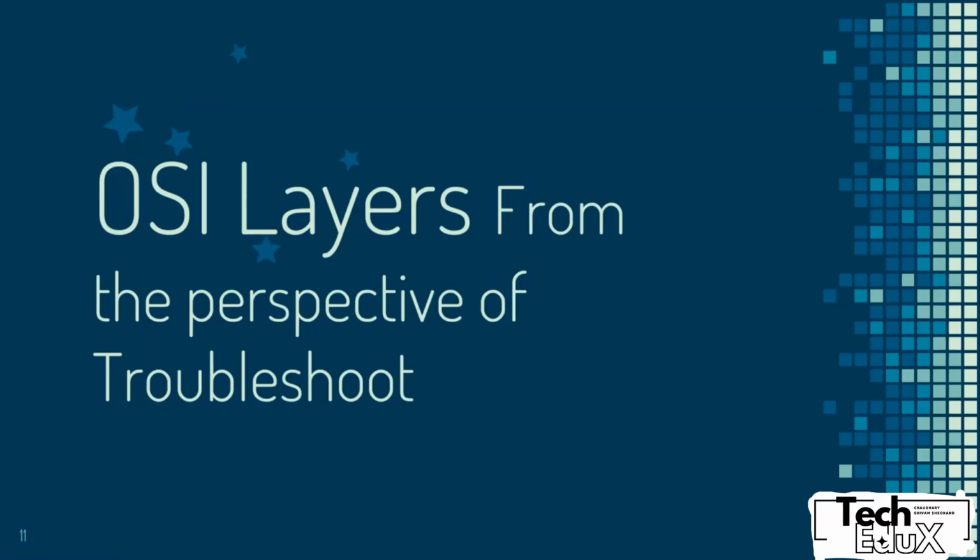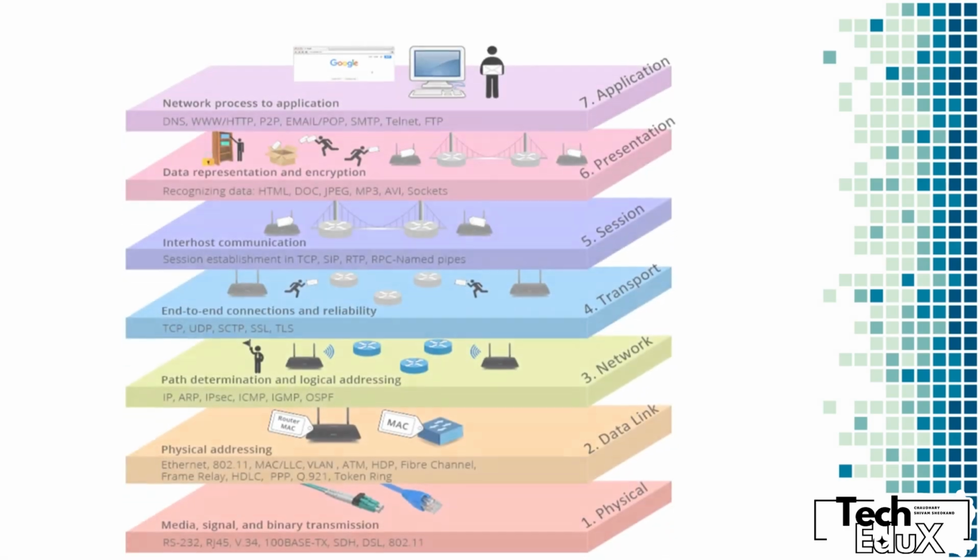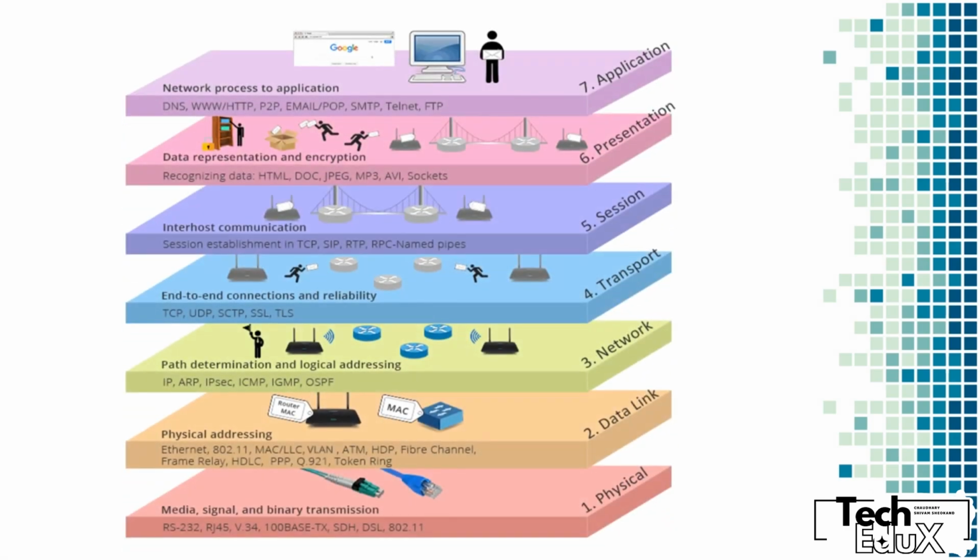Okay, so OSI layer from the perspective of troubleshooting. In the next slide, I have demonstrated one image that is basically representing all 7 layers of the OSI model. Let's start from the application layer first of all. As you can see, we have already talked about what happens at the application layer.